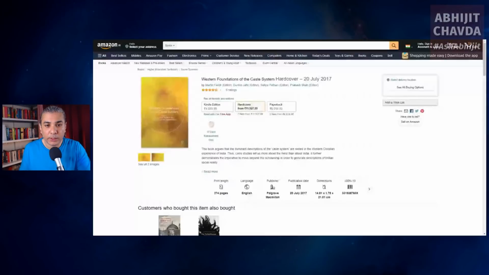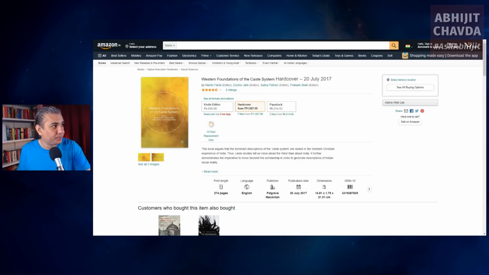I need to make a few reading recommendations and study recommendations. This is a book recommendation. So I have stated in the past that the caste system is a Western invention. Many of you have been skeptical and you have said that this is something I pulled out of my hat. It's not. So this is one book recommendation, The Western Foundations of the Caste System by Martin Farek, Dudkin, Jalki, etc. A good book.